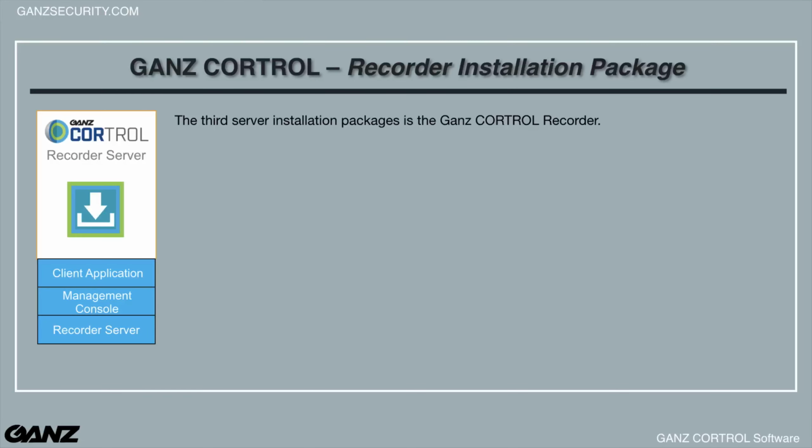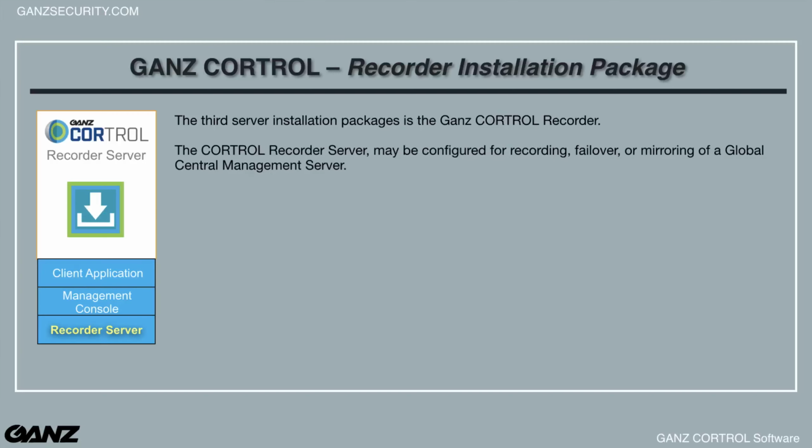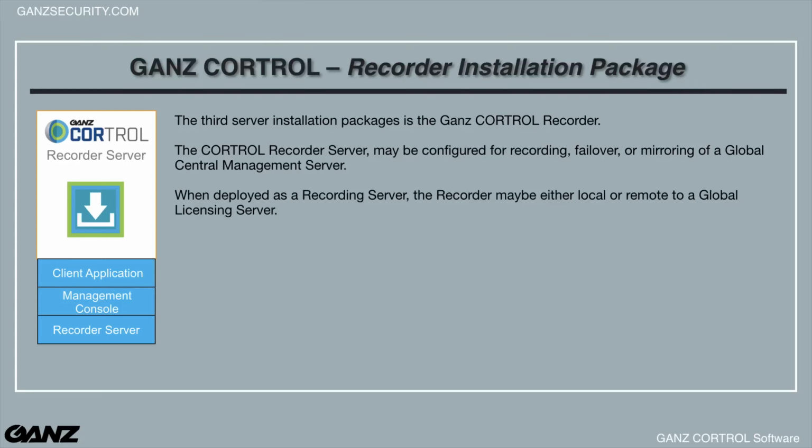The third installation package is the Ganz CORTROL Recorder Server. The CORTROL Recorder Server may be configured for recording, failover, or mirroring of a global central management server. When deployed as a recording server, the recorder may be either local or remote to a global licensing server.